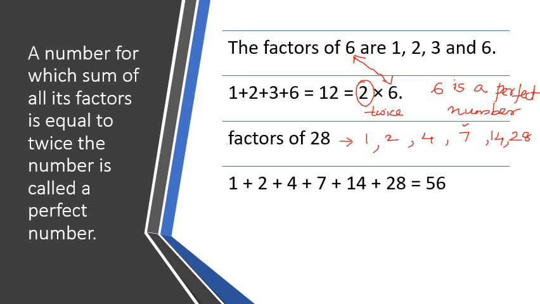Now we are adding the sum. 1 plus 2 plus 4 plus 7 plus 14 plus 28. The answer is 56. Now children, is this 56 equal to 2 times 28? 2 into 28, are you getting it as 56? Find out. Tell me, are you getting it as 56?